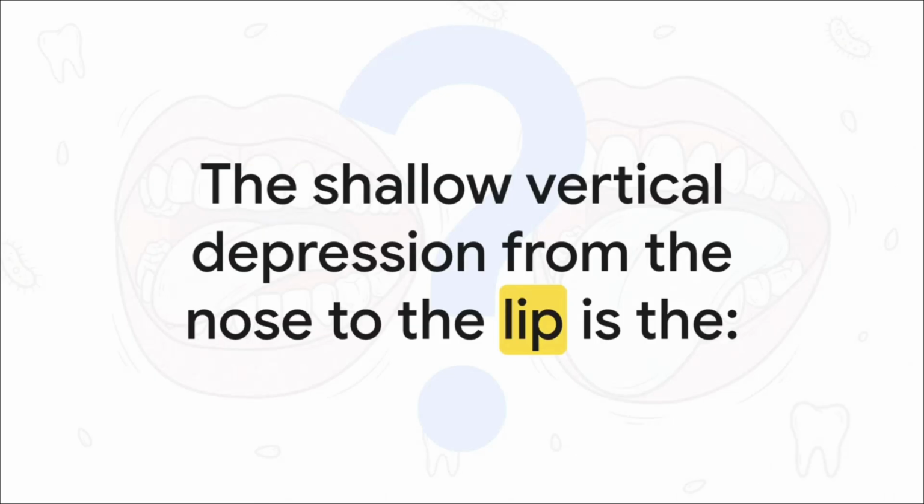Okay, time for a few practice questions to see what's stuck. Question 1. The shallow vertical depression from the nose to the vermilion border of the lip is known as the A. Labial tubercle, B. Philtrum, C. Vermilion zone, or D. Labiomental groove. The correct answer is B. Philtrum. Yep, that's that distinct groove right in the middle of your upper lip.